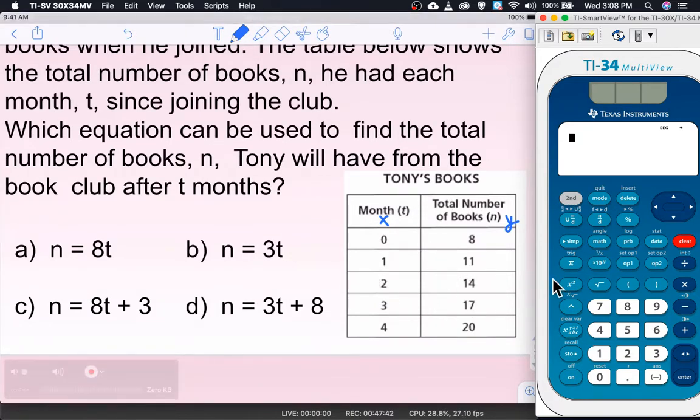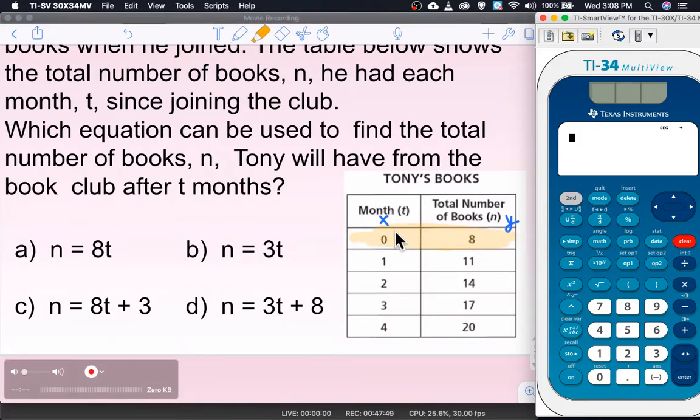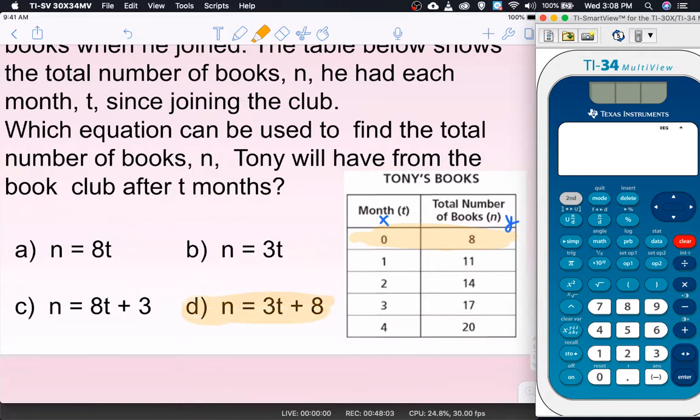So things I know. I know that this point here is my y-intercept because that is when the x value is 0. When your x value is 0, the y value is the y-intercept. Already, I know the answer is letter D, because that is the only one of the 4 equations that has a y-intercept of 8.